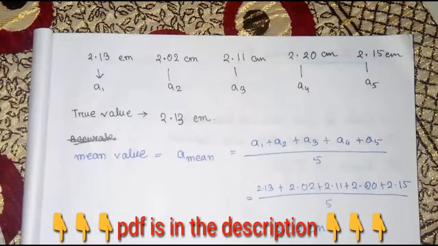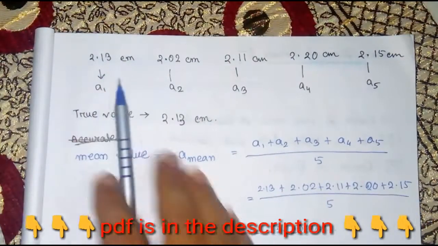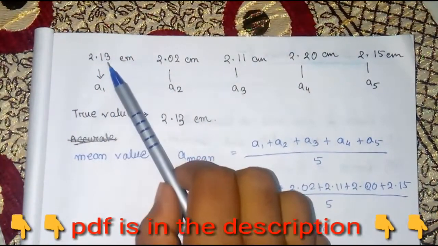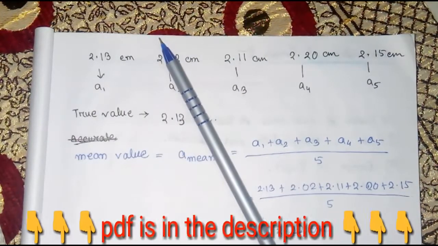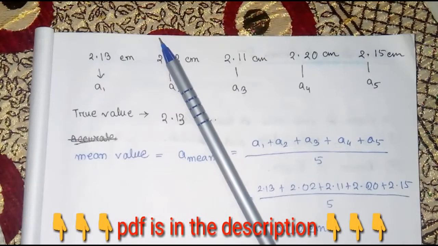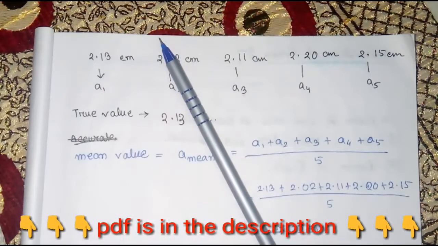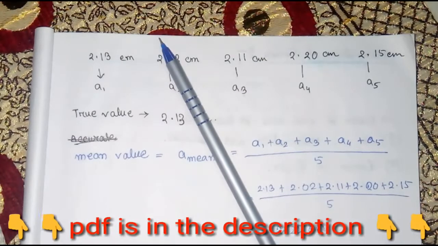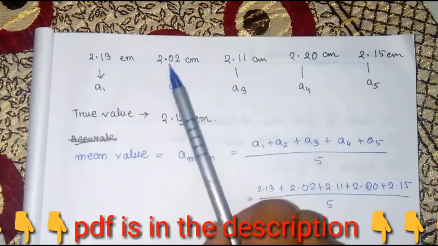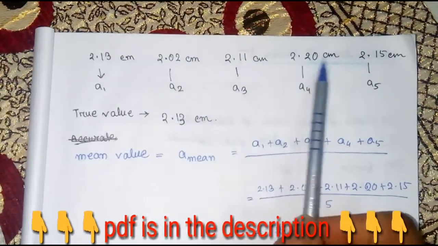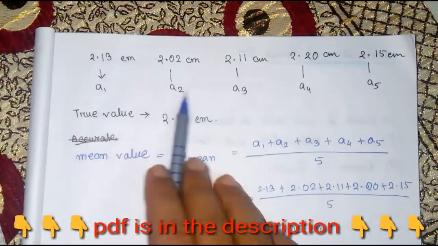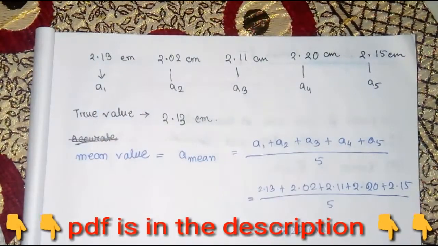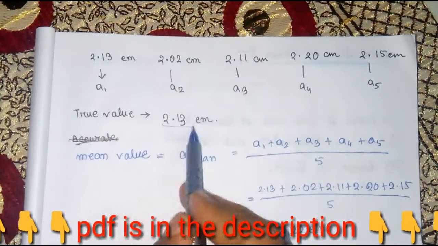So let's see how to minimize the random error. We are doing an experiment. Suppose we are measuring an object five times, and the values are 2.13, 2.02, 2.11, 2.20 and 2.15. We call these a1, a2, a3, a4 and a5. So what is the true value? Suppose the true value is 2.13.